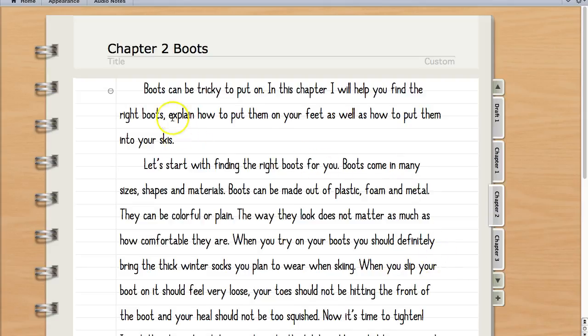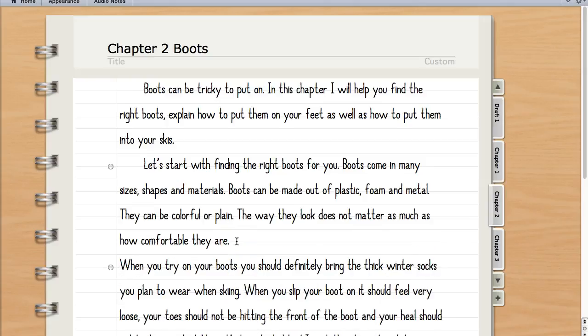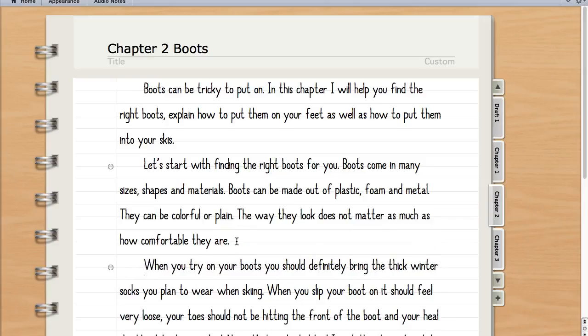I think probably where I explain how to put them on your feet could be a new paragraph. So let me find that part. I talk about finding the right boots for you, what boots are made of, what they look like doesn't matter as much as how comfortable they are. When you try on your boots, oh, there it is. That's when I need to make a new paragraph. So I'm going to press enter and indent, and there's my new paragraph. This is already looking a lot better and less overwhelming.